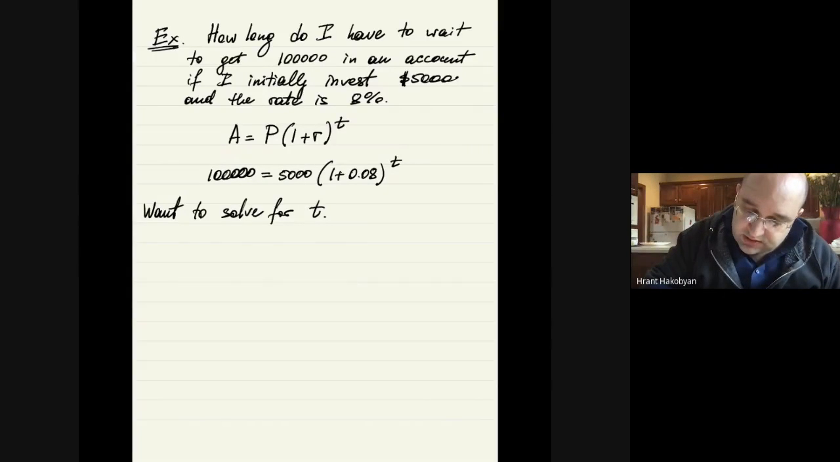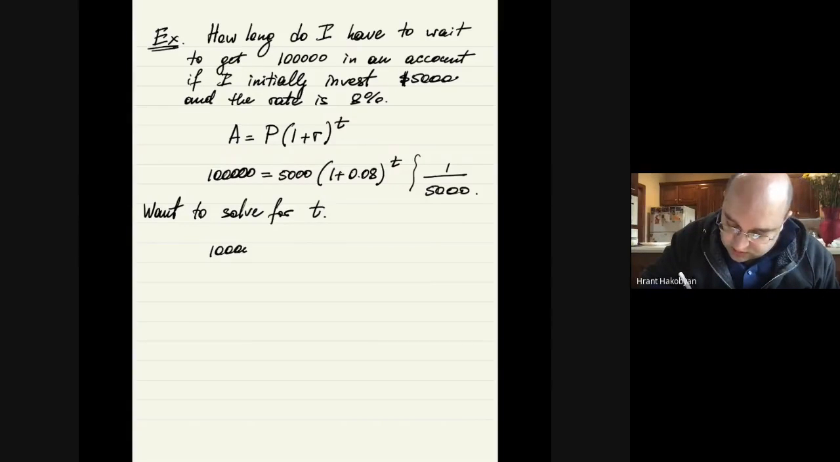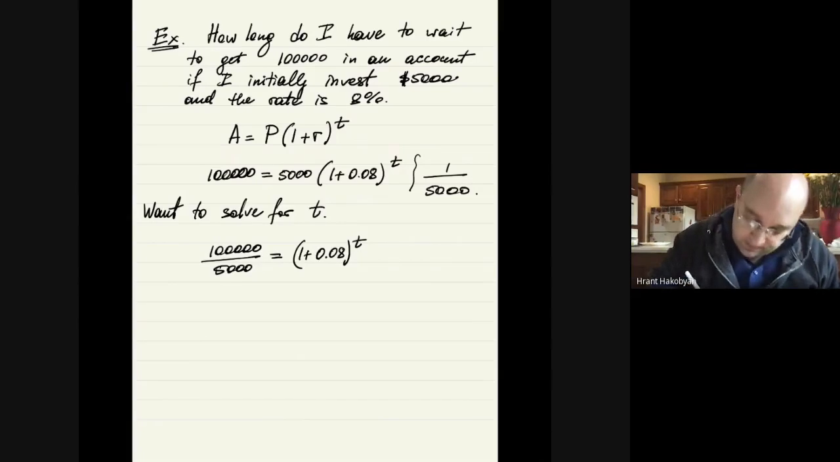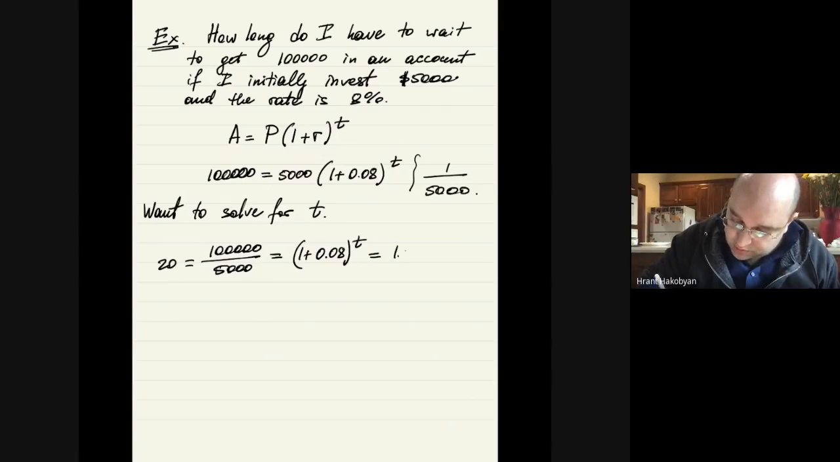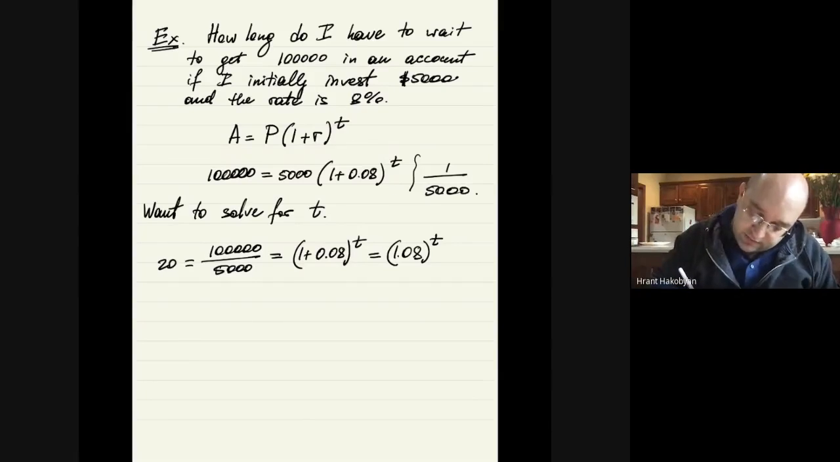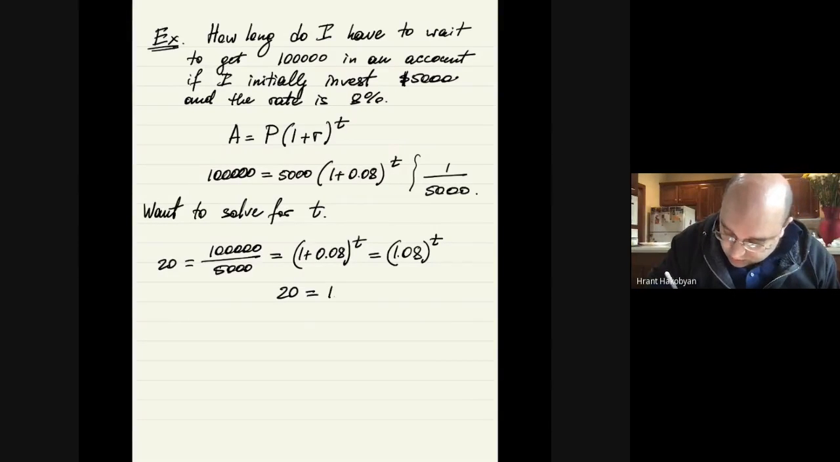I'm going to collect all the terms which have t on one side. This is the term right here. For that I'm going to divide both sides by 5,000. So I get 100,000 divided by 5,000 is equal to 1 plus 0.08 to the power t. 100,000 divided by 5,000, that's 100 divided by 5, which is 20. So I have that 1 plus 0.08 to the power t is equal to 20. Let me rewrite this as 1.08 to the power t. And then I have this equation, 20 is equal to 1.08 to the power t.